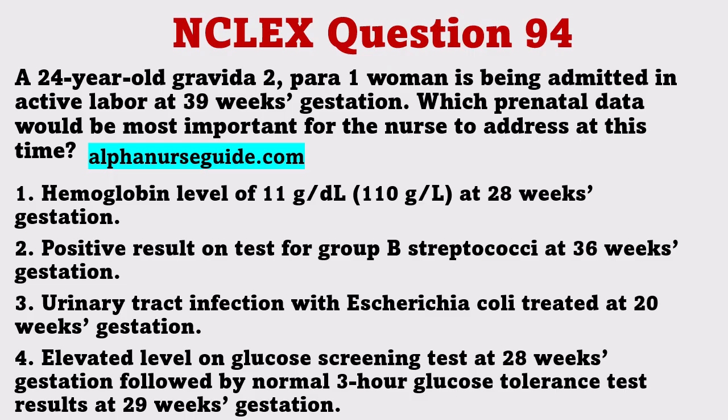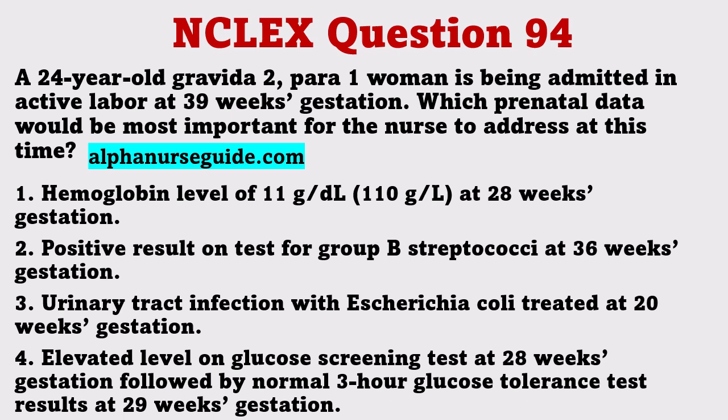A 24-year-old Gravida 2, Para 1 woman is being admitted in active labor at 39 weeks gestation. Which prenatal data would be most important for the nurse to address at this time? 1. Hemoglobin level of 11 grams per deciliter at 28 weeks gestation. 2. Positive result on test for Group B streptococci at 36 weeks gestation. 3. Urinary tract infection with Escherichia coli treated at 20 weeks gestation. 4. Elevated level on glucose screening test at 28 weeks gestation, followed by normal 3-hour glucose tolerance test results at 29 weeks gestation.